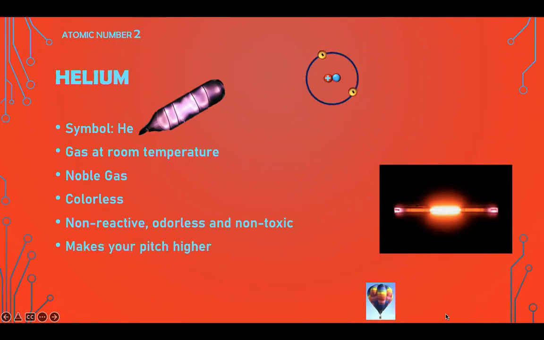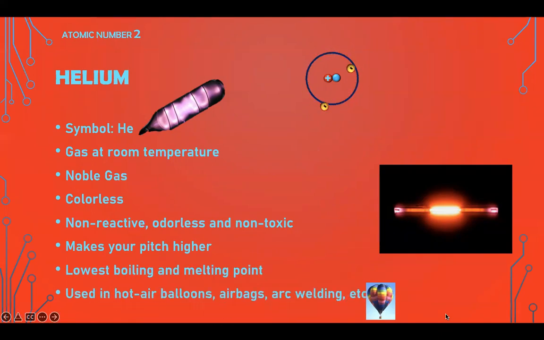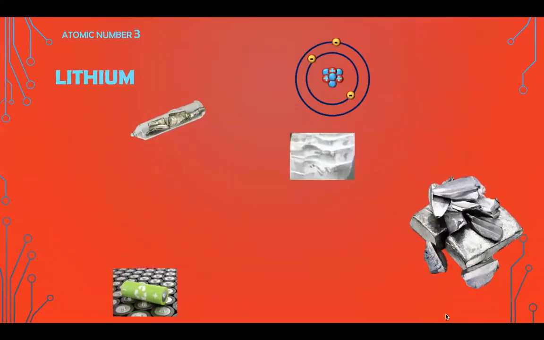Helium, when you breathe it in, also makes your pitch higher. This is due to the fact that helium is the second lightest element. It also has the lowest boiling and melting point of any element. Helium is used in hot air balloons today, airbags, arc welding, etc. Now we come to lithium. Let's start with the metals now.